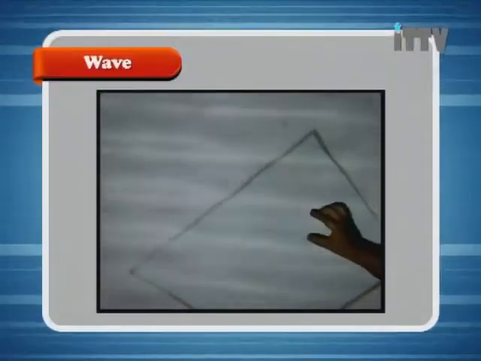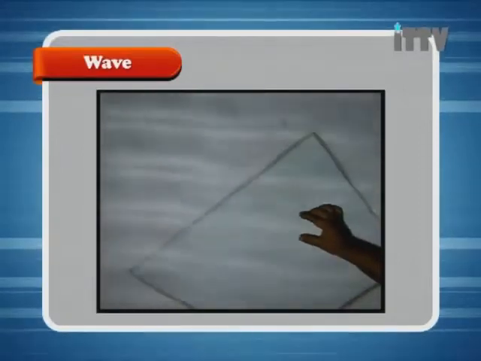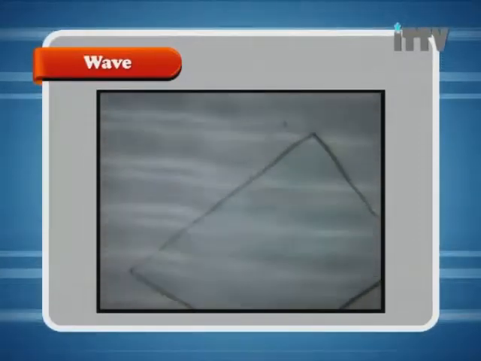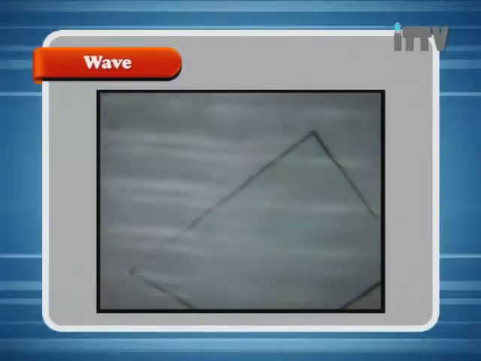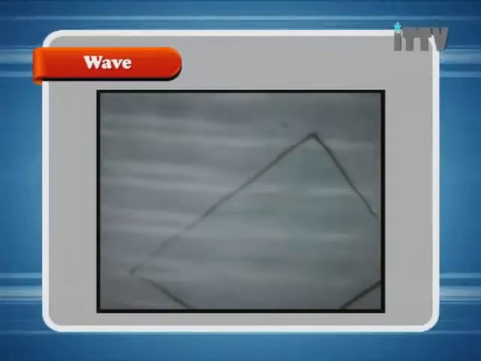Now let's have a look at the ripple tank again, but this time we've turned the glass block. So here we are definitely going to get a change in direction because the angle of incidence is not 90 degrees. Notice the waves that are being produced.